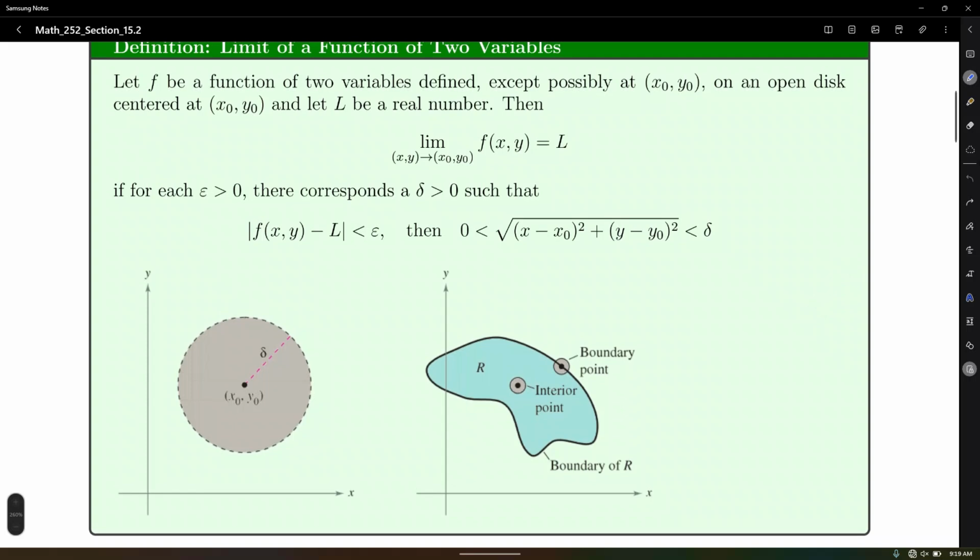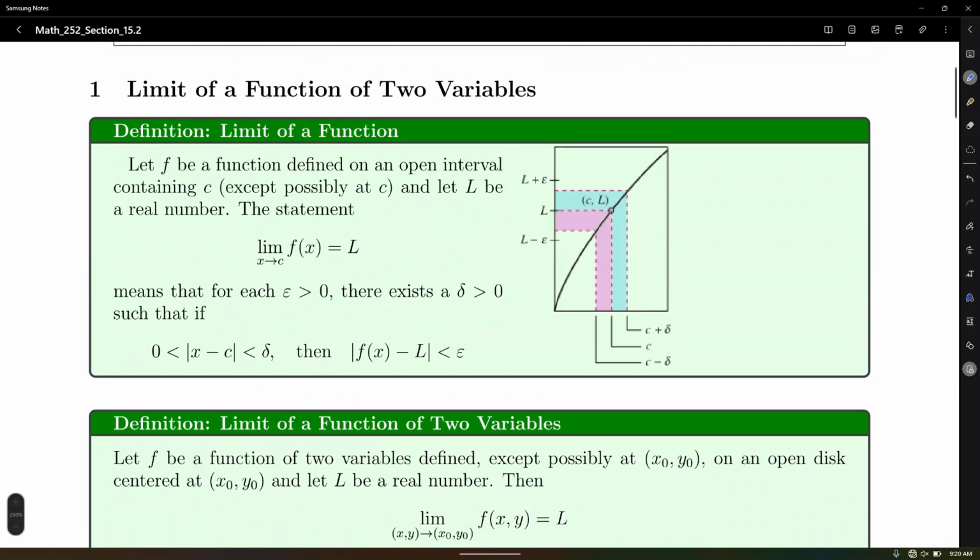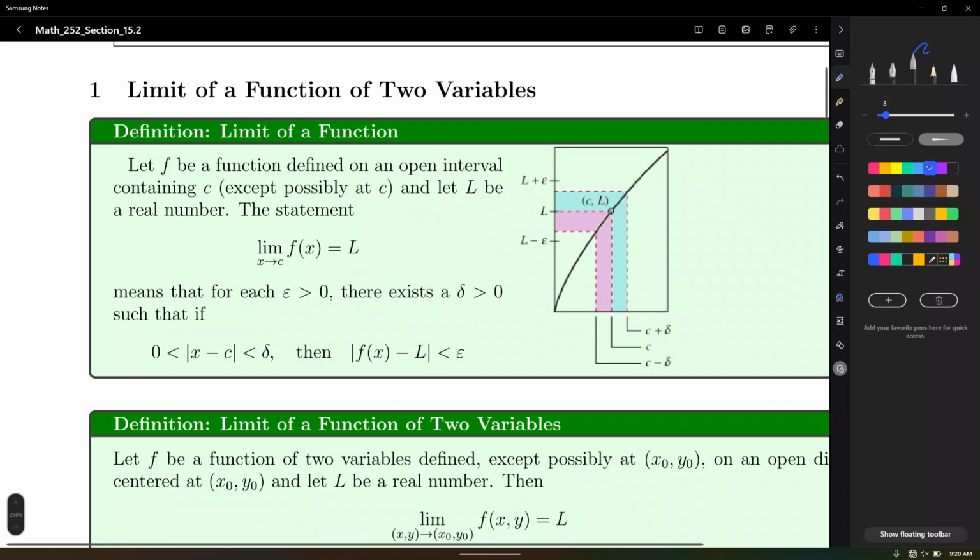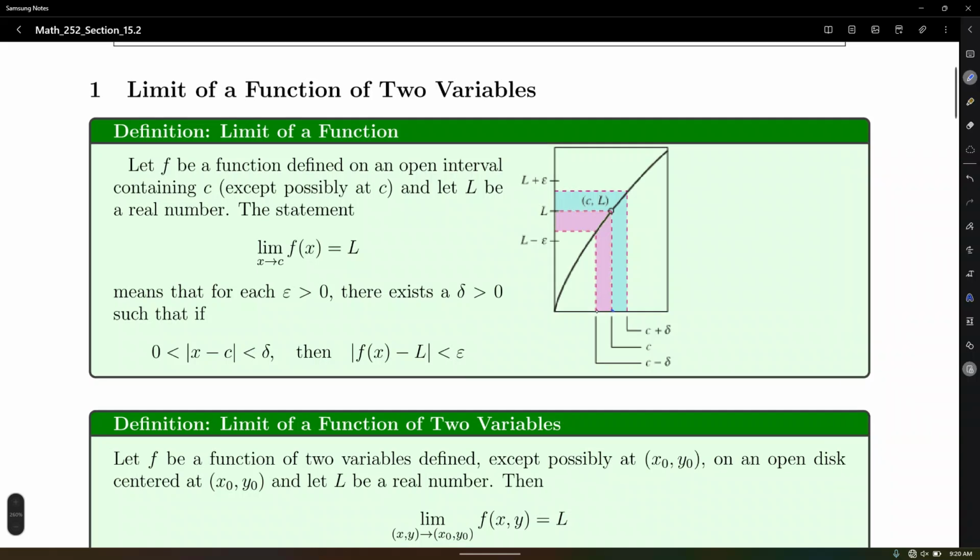Well, let's look at the definition. Let f be a function of two variables defined except possibly at the point, because again, we don't care whether the function is defined. We're finding a limit on an open disk centered at x naught, y naught. This is different this time, as opposed to centering a limit at a value for a function of one variable. Okay, check this out. So we want to approach this point, all right? For instance, in Calc 1, for limits you either approach from the left or you approach from the right.